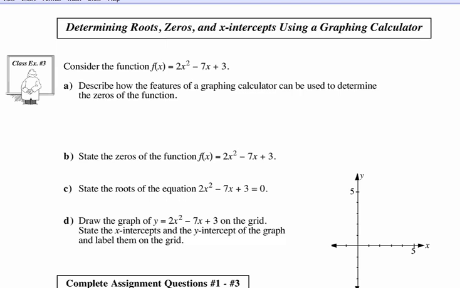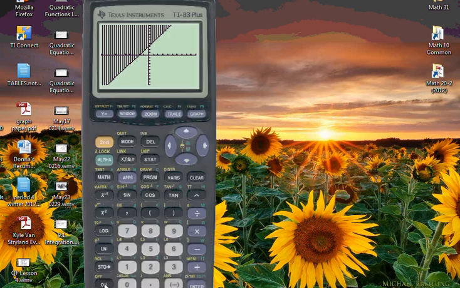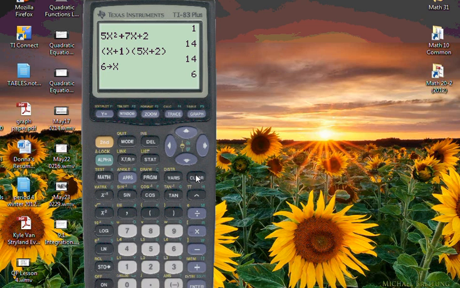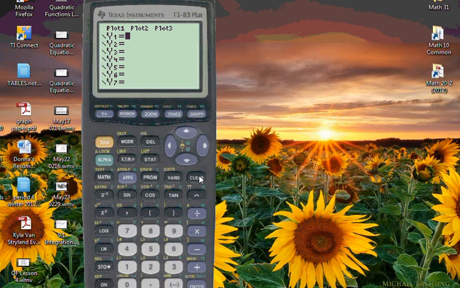Describe how the features of the graphing calculator can be used to determine the zeros. So how could we find the zeros with our graphing calculator? Grab your calculator. You could set y equals 0 and then find the intersection with y equals 0. But there's a better way, an easy way to do it. I did tell you before how to get the zeros.